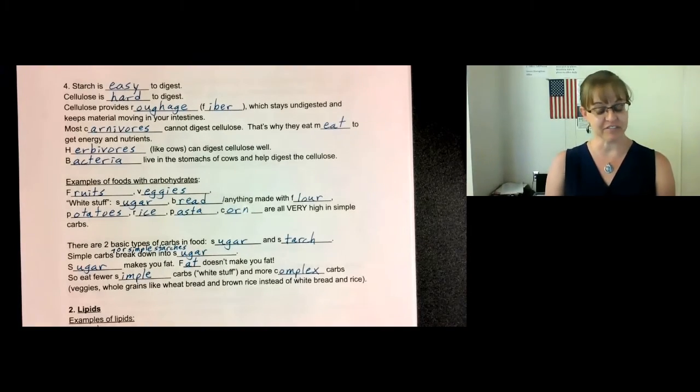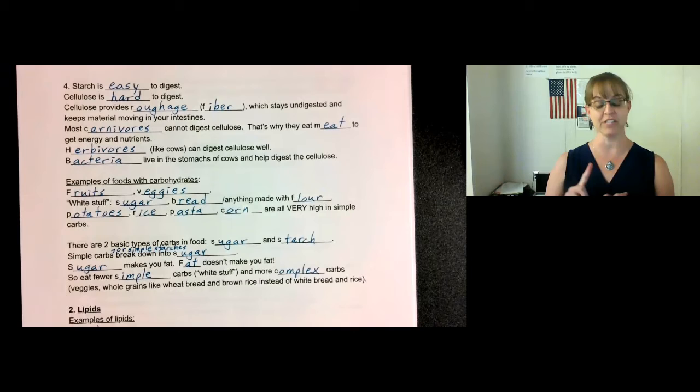So, some examples of foods with carbohydrates include fruits and vegetables. And especially your white foods are very often very simple carbohydrates that are broken down quickly and easily into sugar. For example, sugar itself is a category of carbohydrates. Bread or anything made with flour. So, for example, cake, crackers, cookies, anything made of flour is a simple carbohydrate.